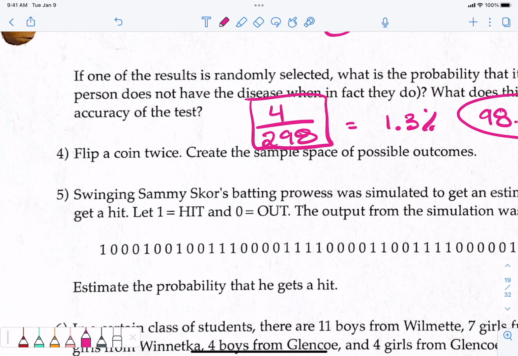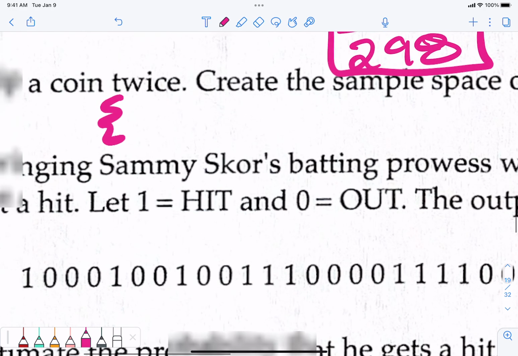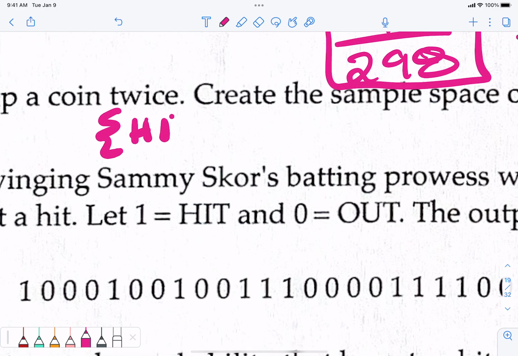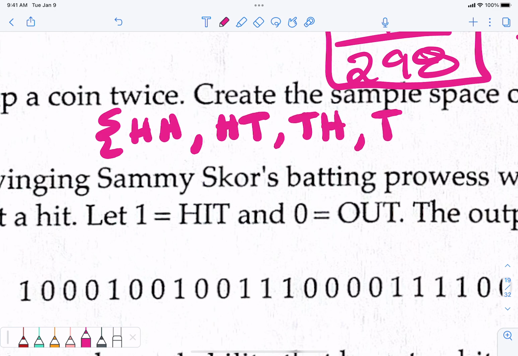Listing the outcomes, okay? I usually list them in little brackets. So if I'm flipping a coin twice, I could get heads, heads; heads, tails; tails, heads; tails, tails. There are 4 possible outcomes, okay?